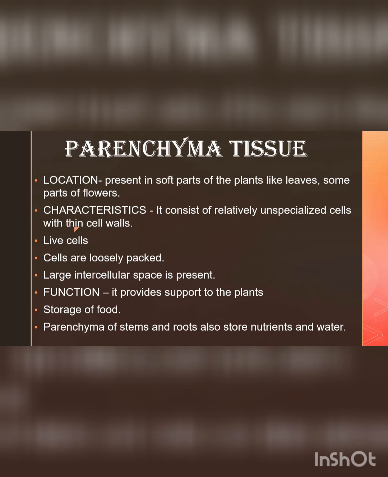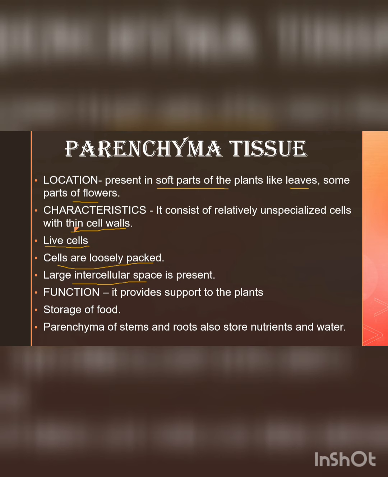Here you should know about the location, the characteristic feature, and the function. These three things are very important. Location: they are present in the soft parts of the plants, like your leaves and parts of the flower. What is the characteristic feature? It is a living cell, and it consists of thin cell walls, and the cells are loosely packed. As they are loosely packed, you will see they have large intercellular spaces.